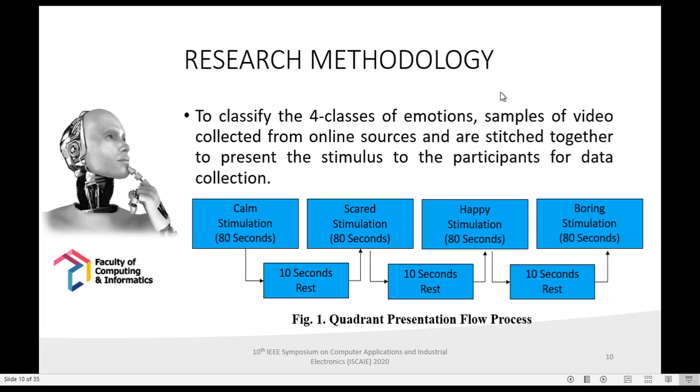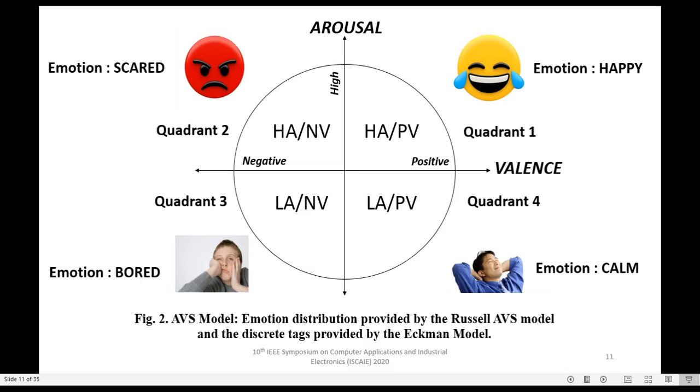Looking into the research methodology, we want to classify the four classes of emotions, as mentioned in the challenges section. We collected samples of videos from online sources and stitched them together to present the stimulus to the participants for data collection. We arranged them as calm, scared, happy, and boring. In the transitions, we provided 10 seconds of rest so they don't carry over the previous emotion into the next, which could reduce the accuracy of our classification.